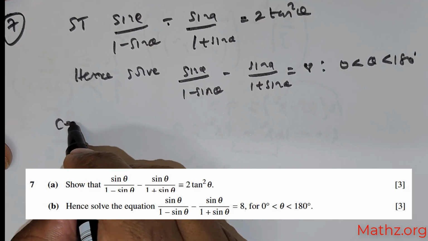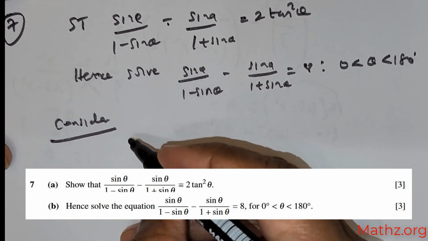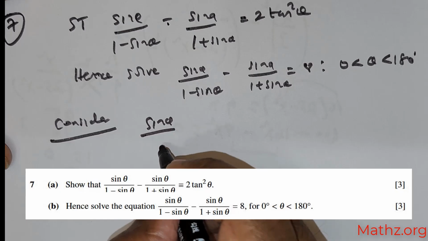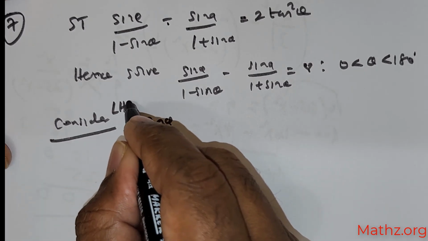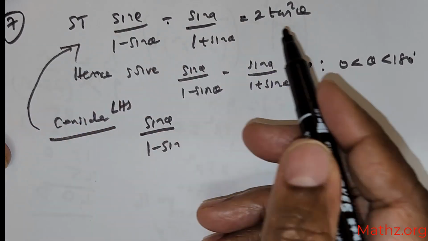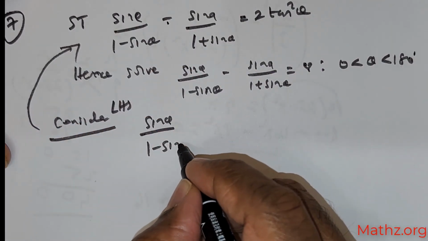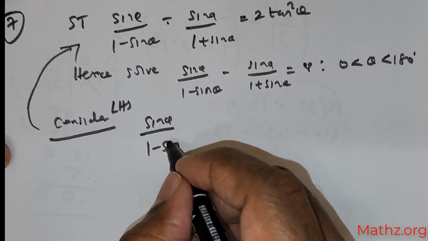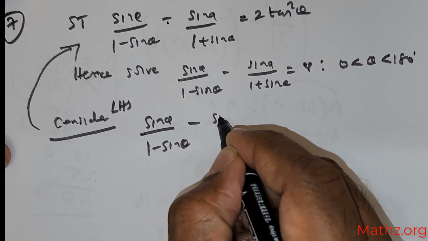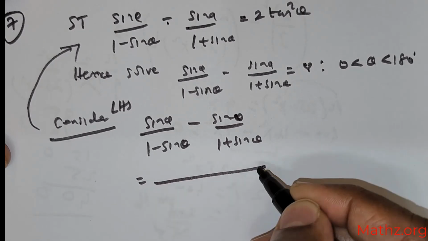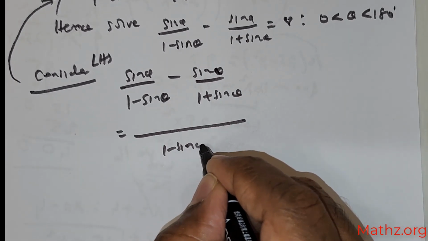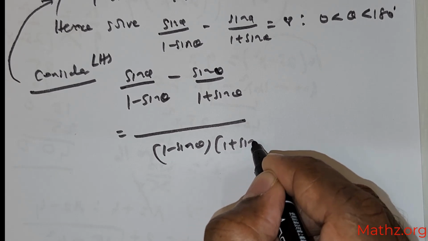What I wish to do is consider the first part of the question. Consider the left hand side. I am working out this question. Sine theta over 1 negative sine theta plus sine theta over 1 positive sine theta. Now the LCM is 1 negative sine theta multiplied with 1 positive sine theta.